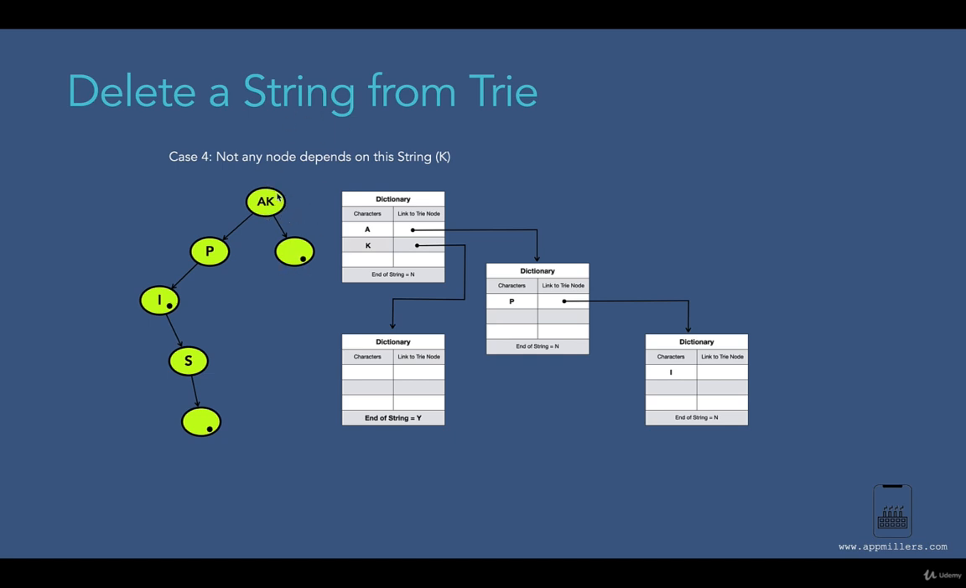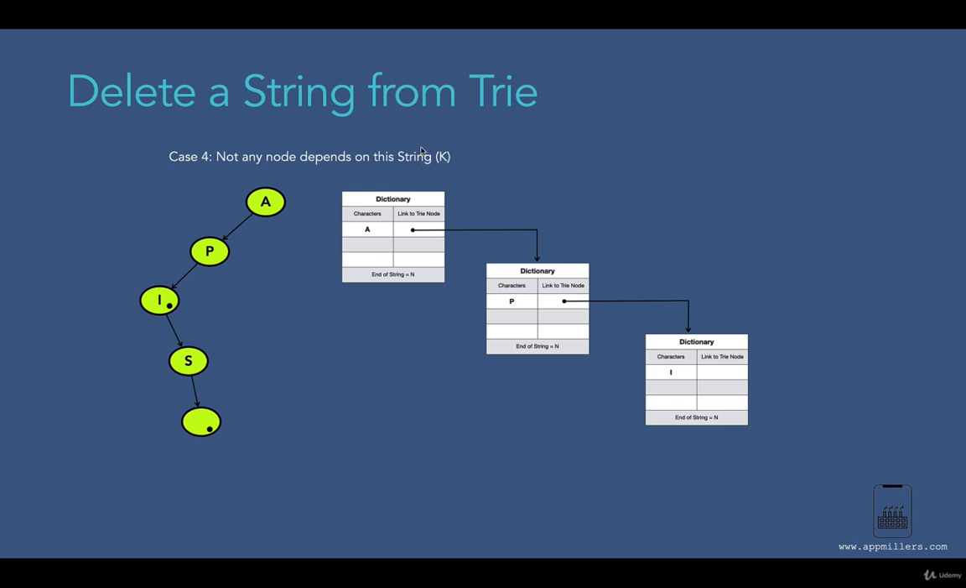Now here you can easily see that we don't have any node that depends on K. So this means that we can easily delete K from here. In this case we are going to delete the leaf node of K over here. So after deletion it's going to be like this. Now after deleting K, if we delete this complete node from here, it's going to delete the A as well. So in this case we are just going to set the value of this node to A. So after deletion it's going to be like this. So we have successfully deleted K from here.